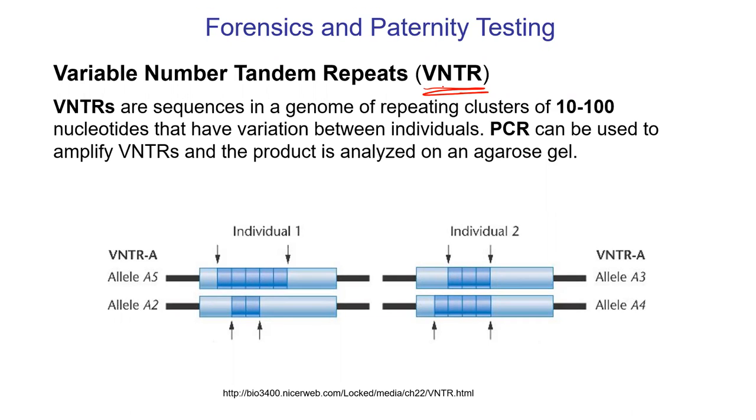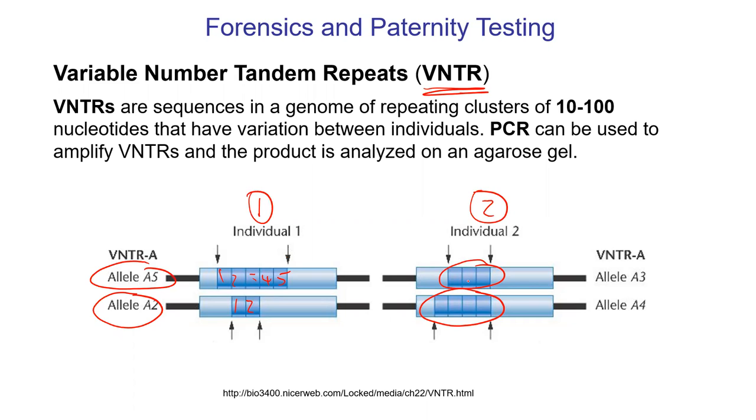So if you take a look here, in this slide we've got two individuals, right? This is individual one right here, and this is individual two. Remember, humans, we get DNA from mom and DNA from dad. Individual one has two alleles. This person has an allele called A5 and an allele called A2. So A5, you can see, has 1, 2, 3, 4, 5 replicates or repeats, I guess. Allele 2 has 2. If you look at individual 2, this one has 3 repeats and this one has 4.